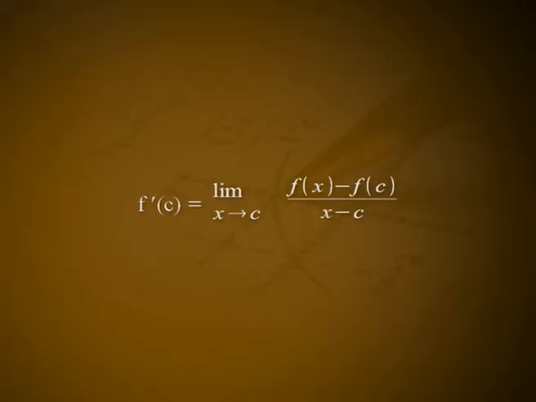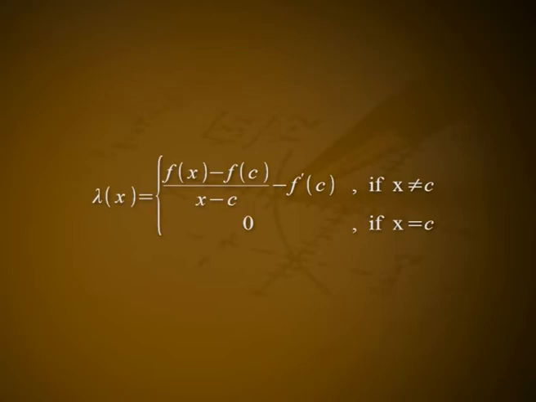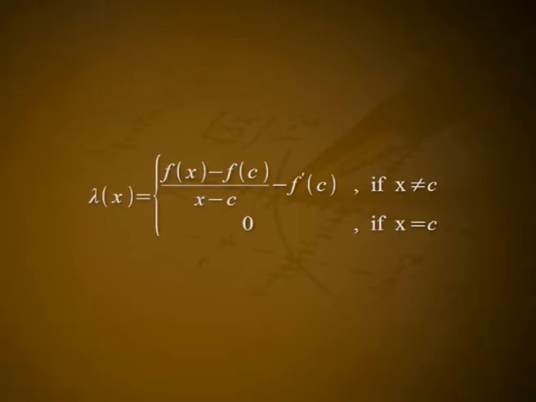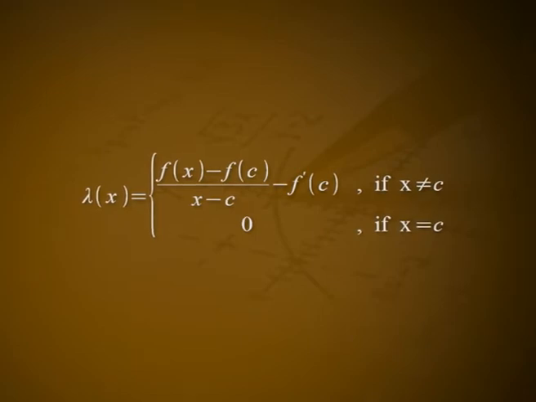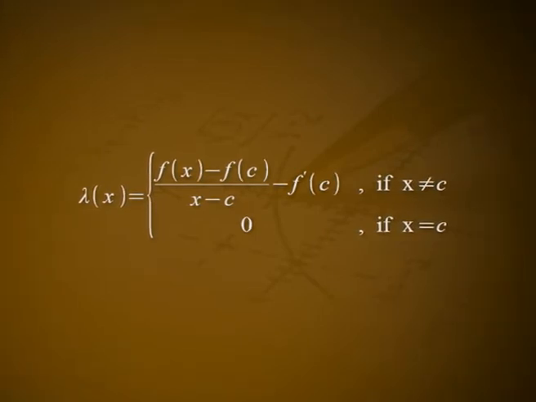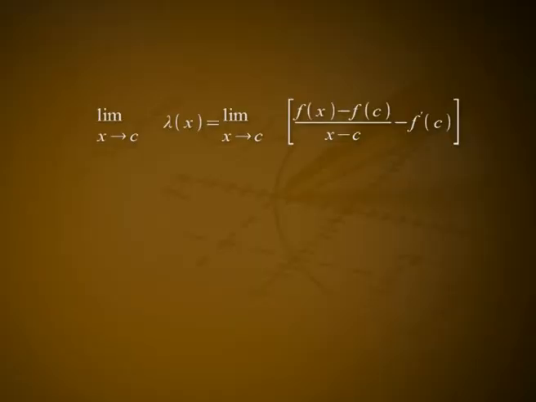Proof. Given that f prime of c exists, so f prime of c equal to limit x tends to c of (f(x) minus f(c)) by (x minus c). Define function lambda on I by lambda(x) equal to (f(x) minus f(c)) by (x minus c) minus f prime of c if x not equal to c, lambda(x) equal to 0 if x equal to c.